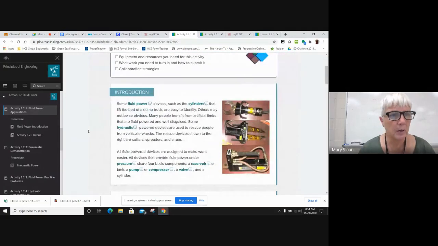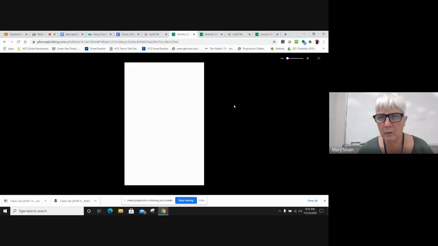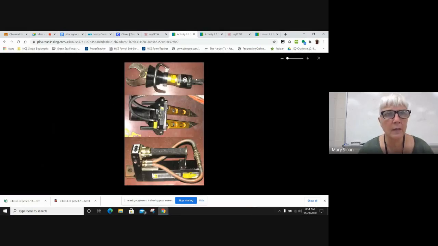At the very first part, it tells us about some fluid power devices. Cylinders that lift the bed of a dump truck are easy to identify. Others may not be as obvious. Many people benefit from artificial limbs with fluid power that are well disguised. Some hydraulic power devices are used to rescue people from vehicle wrecks. The rescue device shown on the right has cutters, spreaders, and rams. And if you look, those are the three.